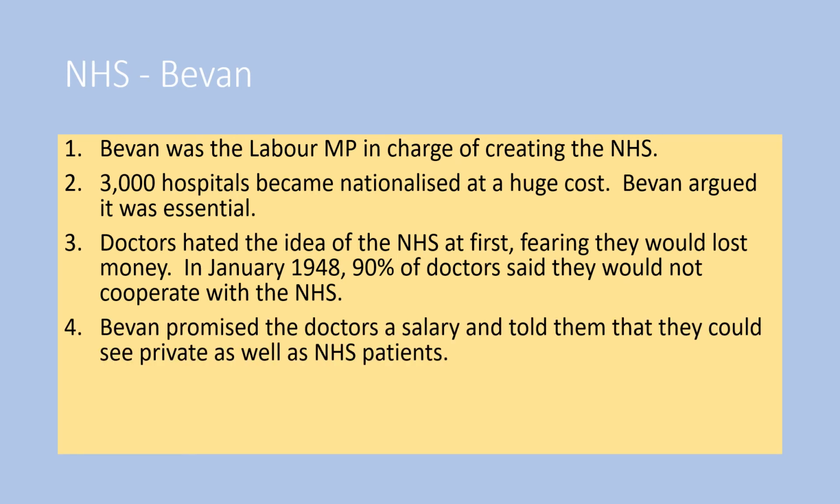So what he did was he compromised with them. Bevan was a very strong-minded individual. He was not going to shift on the idea of a national health service. He was convinced that it was what the country needed. But he was a realist enough to understand that he needed the doctors on board if that was going to happen. So he compromised with them and he promised them a salary, a decent salary. And he also said that as well as treating people for free under the National Health Service, you can still see private patients as well.